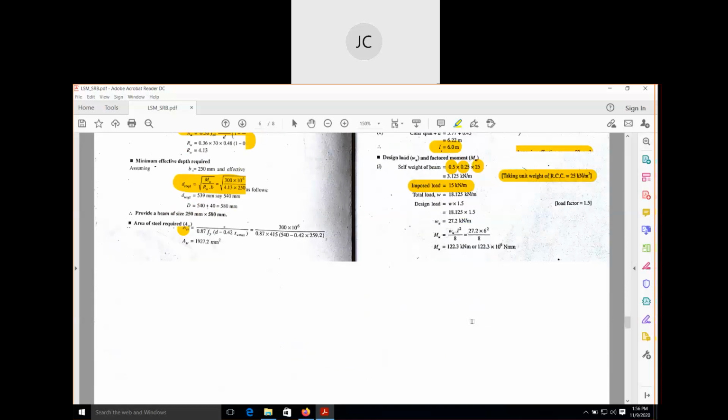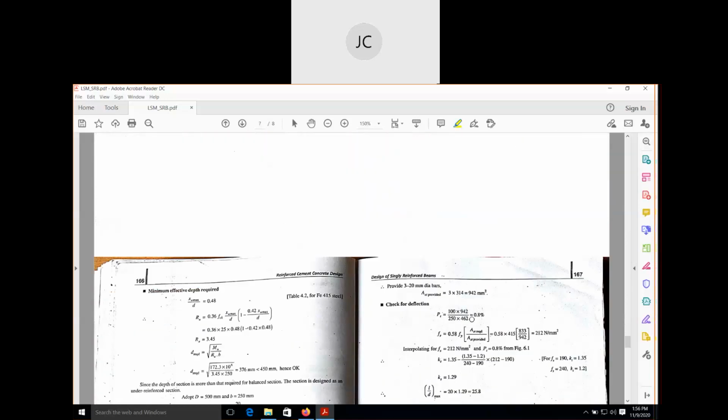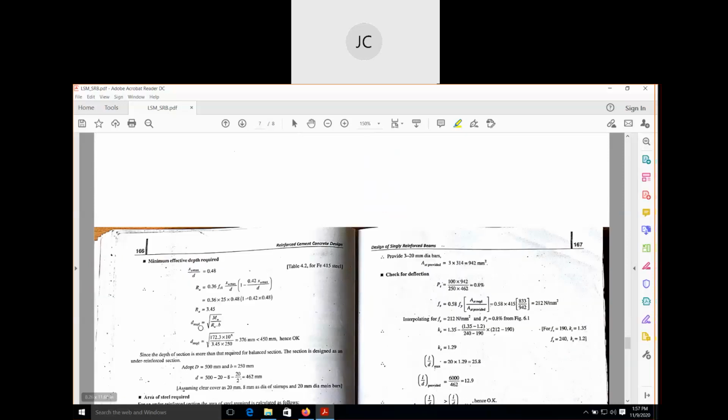Okay, so after getting the design moment, we have to find out the minimum effective depth required. For that, we first have to find out the value of RU. In this case, your RU is 3.45. Then we calculate the D required by this formula: square root of Mu divided by RU into B. So you put all the values. After doing the calculation, we have got the minimum effective depth required.